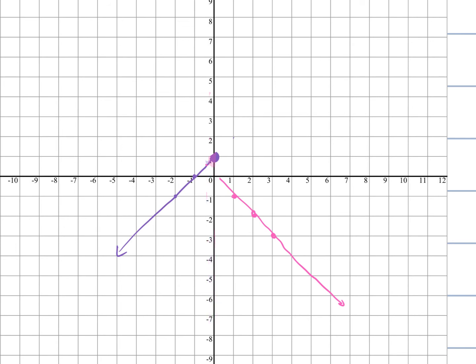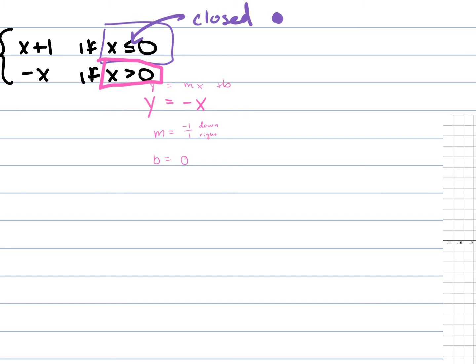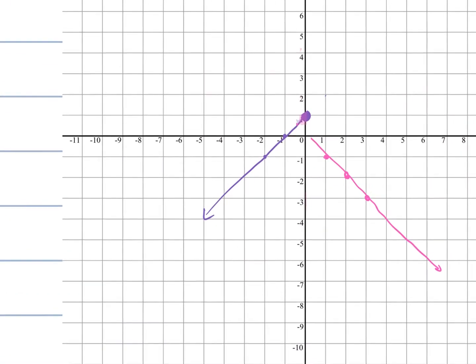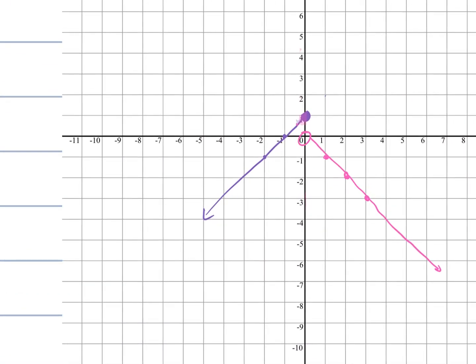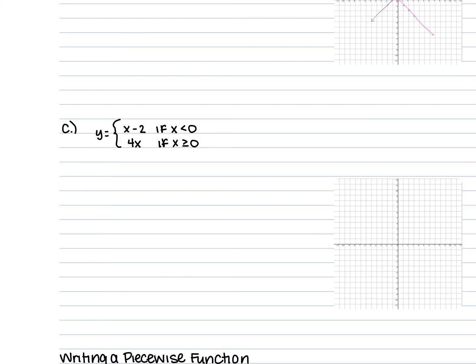And the last step is we need to see if it has an open or closed circle. So looking at x is greater than 0, greater than, does that mean it's open or closed? Open. So I'd put an open circle at that point. So our graph should look like that. All right, for C.